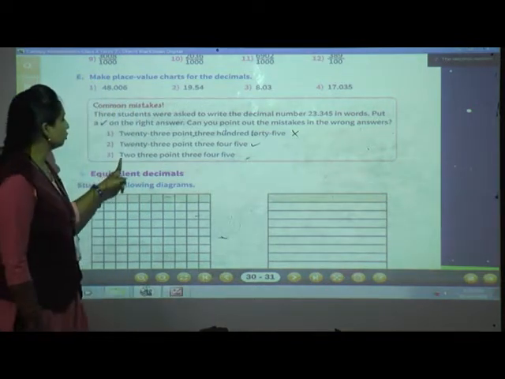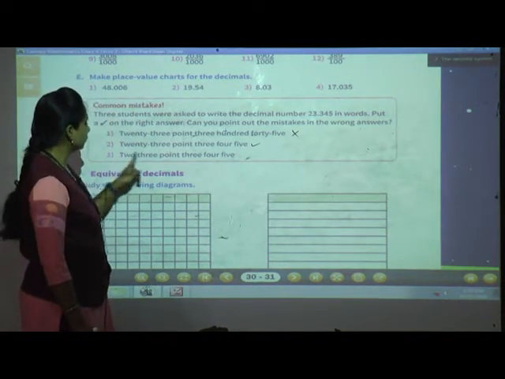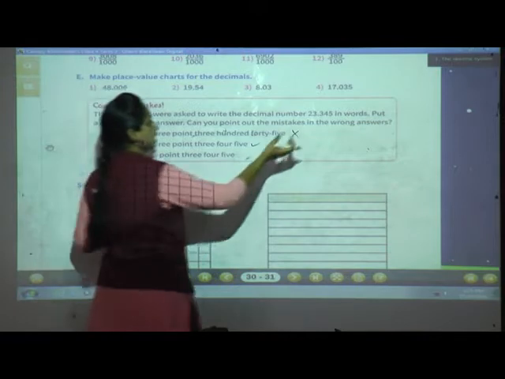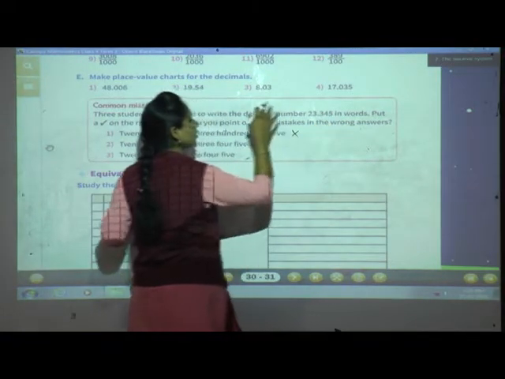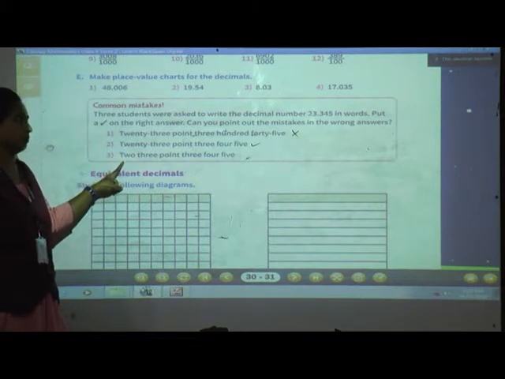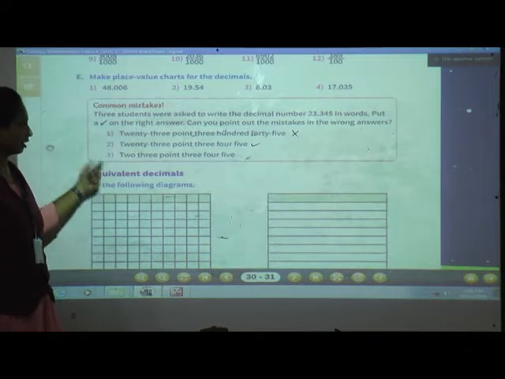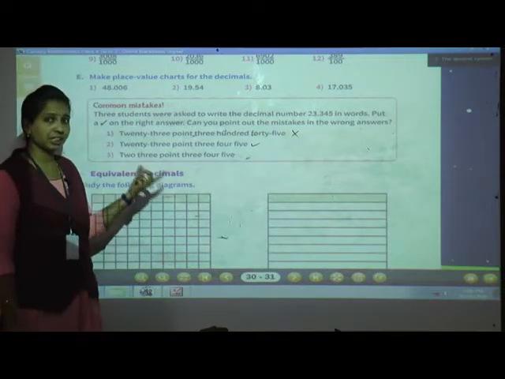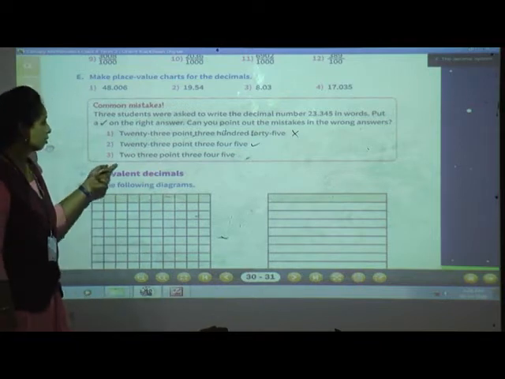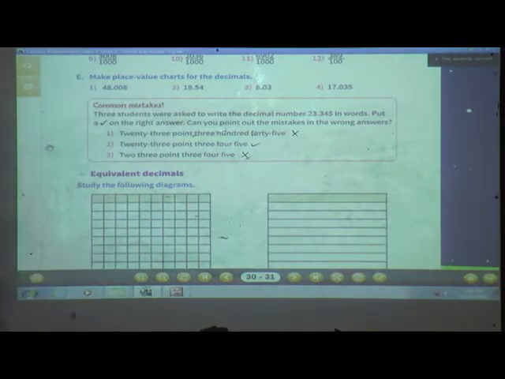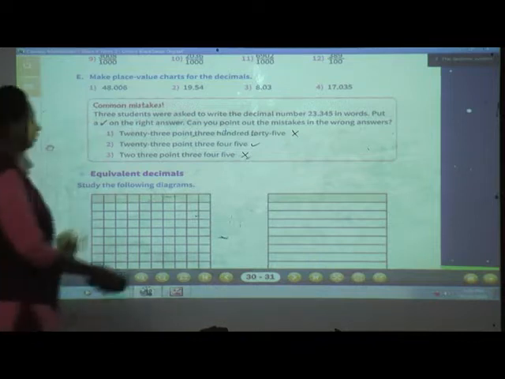And the third one, third student, what have you written? 23.345. Where have you committed the mistake? As we have written each digit separately after the decimal point, before the decimal you have also written the same, 2 3. No, it is not correct. Before the decimal, on the left side, whatever numbers are there, like 23, 450, whatever, you have to write as that number. So 2 3 is wrong. Clear? Yes. So don't commit such mistakes. Very silly mistakes these are. Okay? Yes. Now we will move to the next.